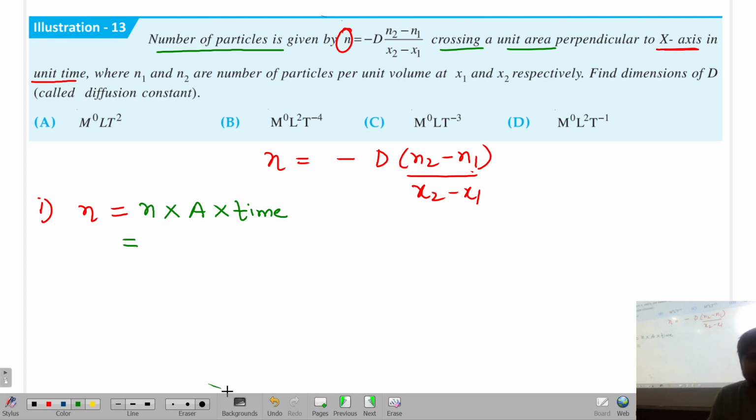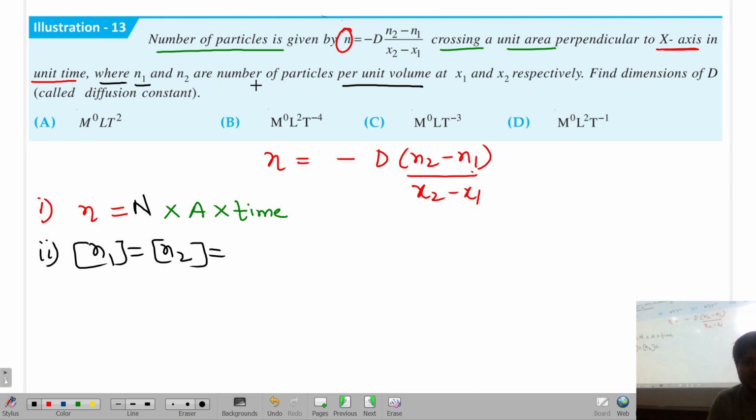Okay. Be silent now. Do your work. So n is equal to number into area into time. Got it or not? Next thing. After that they are defining n1 and n2 as number of particles per unit volume. Now defining the second term, the dimensions of n1 will be equal to dimensions of n2 because they are in subtraction, and they have the dimensions number of particles per unit volume. So n divided by volume. Volume is what? L cube. Yes or no?